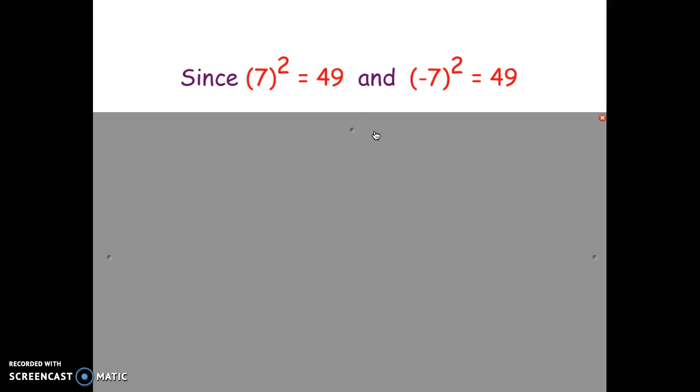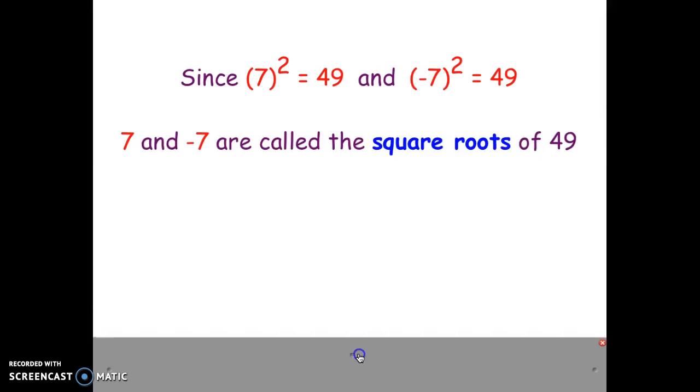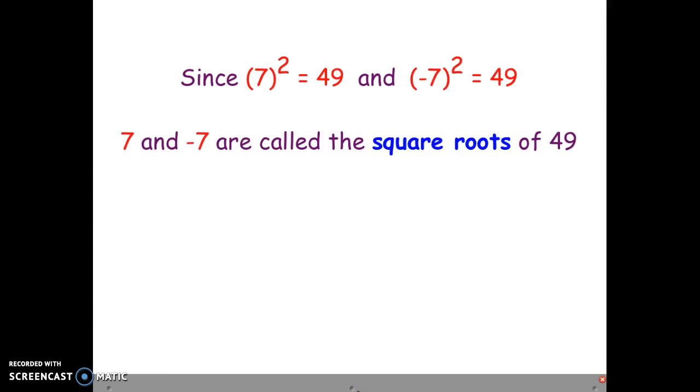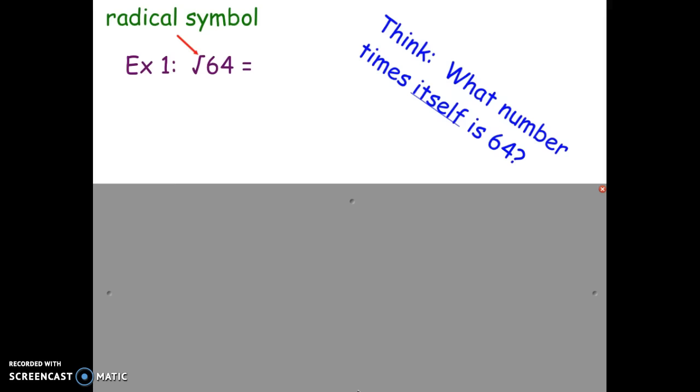Firstly, since 7 squared is 49 and negative 7 squared is 49, negative 7 times negative 7 is 49, 7 and negative 7 are called the square roots of 49. So we're going to be talking a little bit about square roots in this unit.